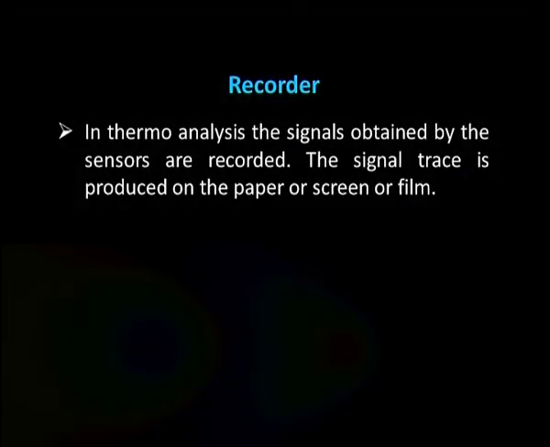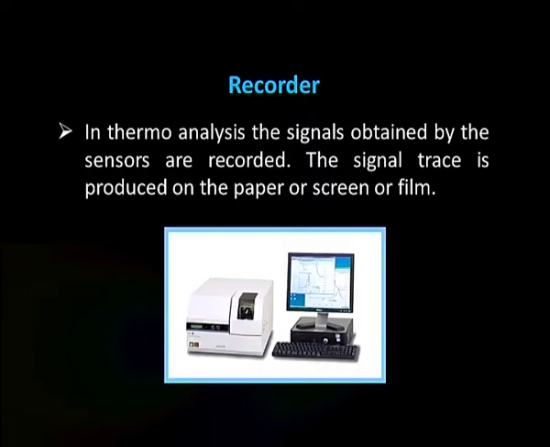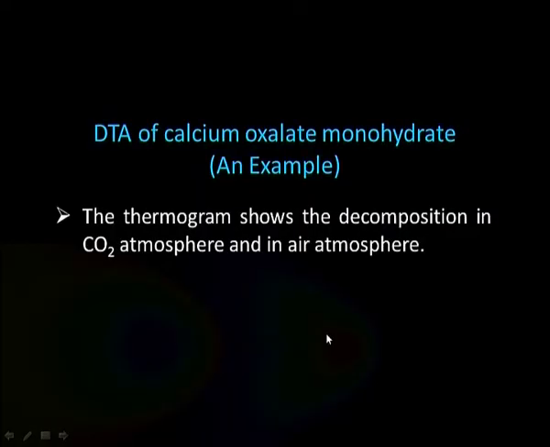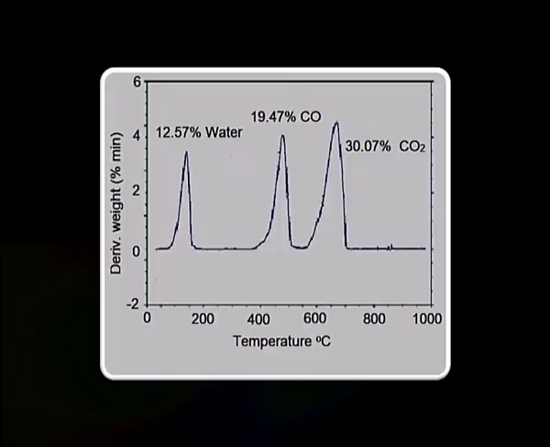In thermoanalysis, the signals obtained by the sensors are recorded, then the signal trace is produced on the paper or screen or sometimes even on films. For example, nowadays generally a monitor is used to monitor the DTA plot. Let us consider an example for DTA of calcium oxalate monohydrate. The thermogram shows the decomposition in CO2 atmosphere as well as in air atmosphere.